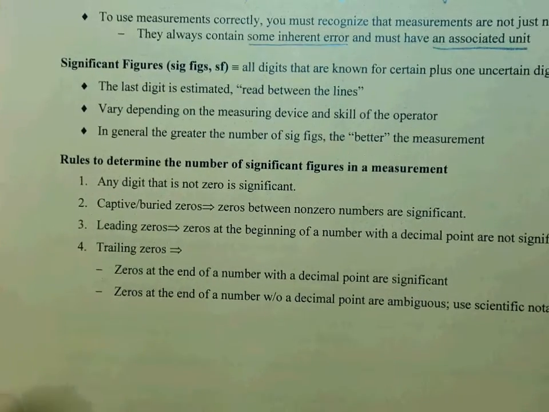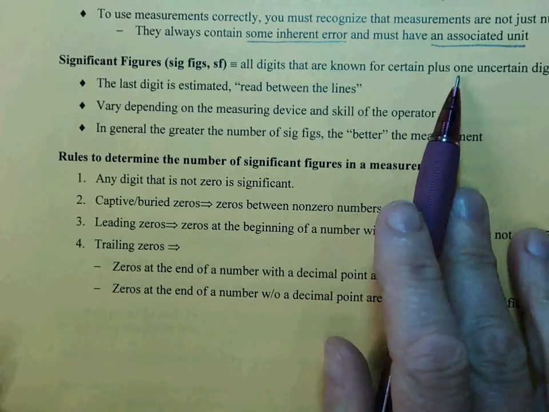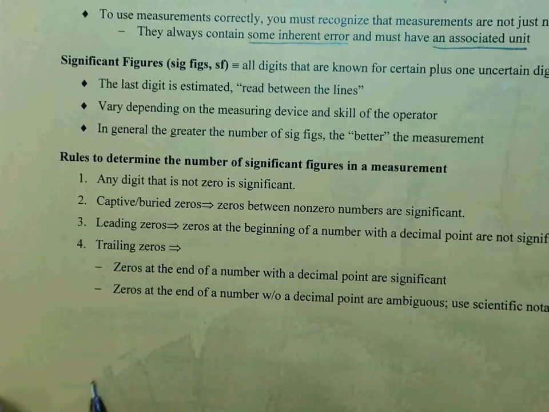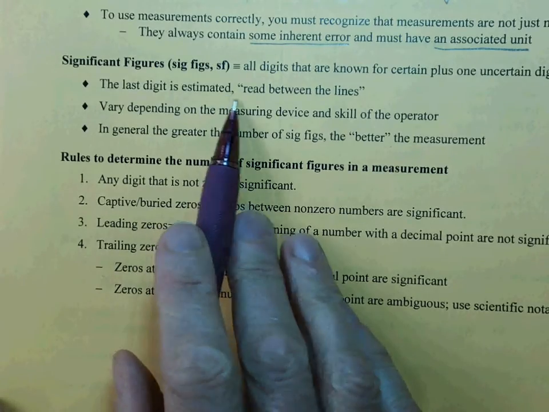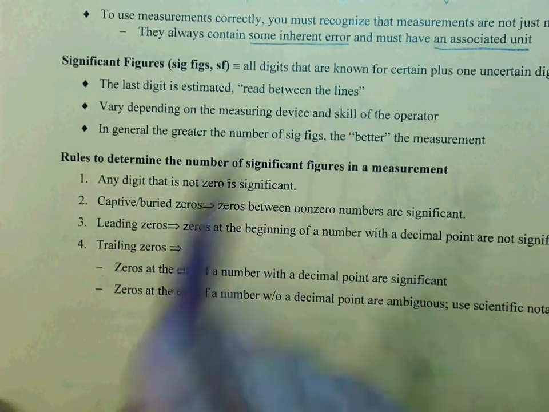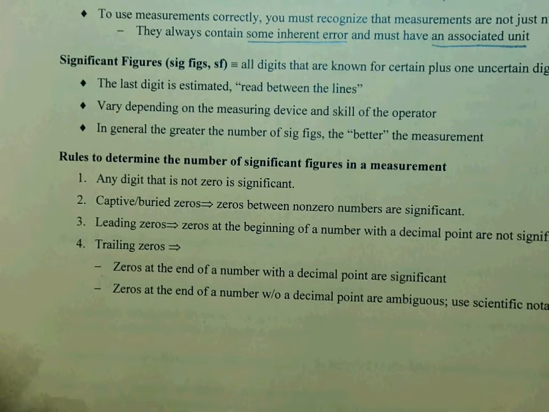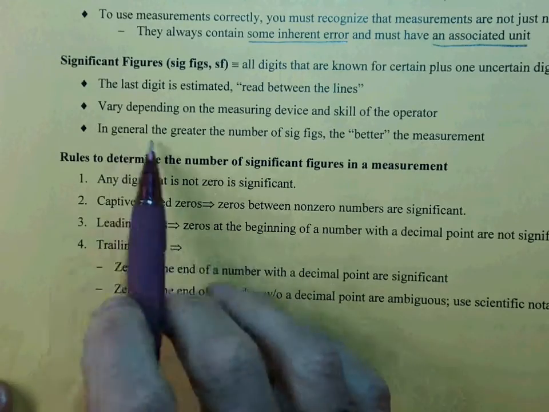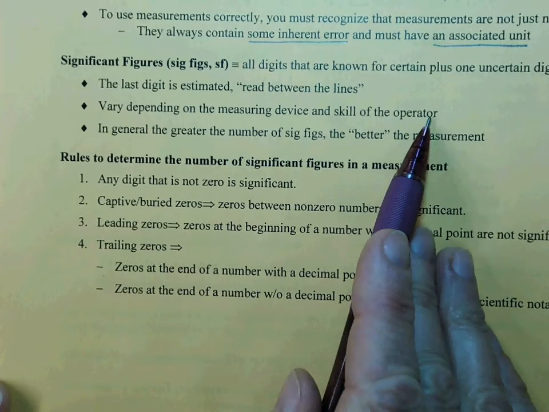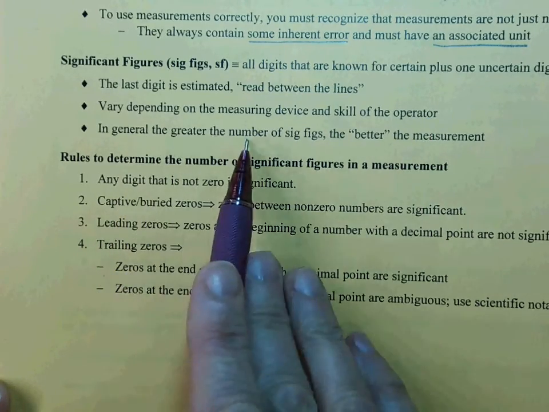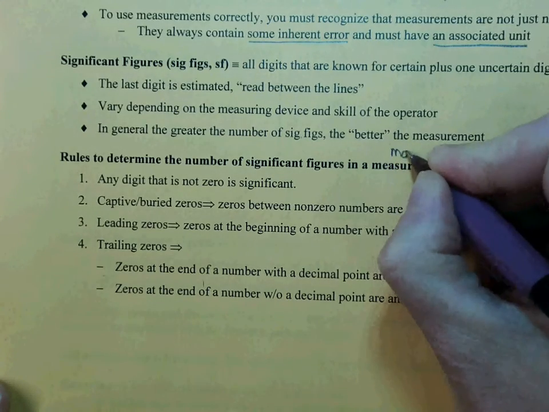Quickly to summarize, significant figures are all the digits that are known in a measurement plus one uncertain digit, and that's going to be the last digit given. The last digit is estimated. Typically we either read between the lines, or if it's a display, we simply recognize that that last digit is uncertain. The number of significant figures varies depending on the measuring device and the skill of the operator, but in general, the greater the number of sig figs, the more reliable the measurement is thought to be.